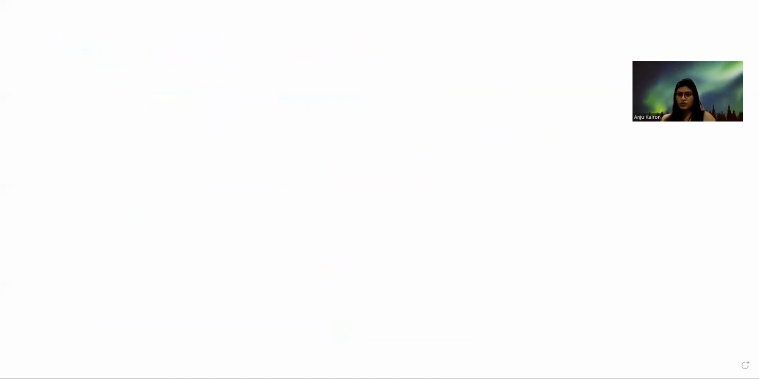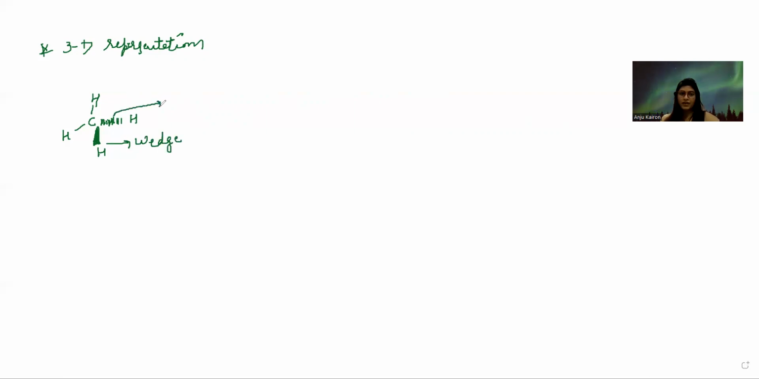representation is very important, and the representation is 3D representation, right? Now, in this representation, we represent carbon structure like this. Now, you must be thinking what this dark line represents and what this dotted line represents. In this 3D representation, this dark line is called wedge, right? Wedge. And this dotted line represents dash, right?